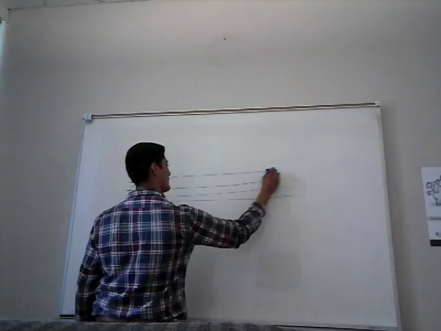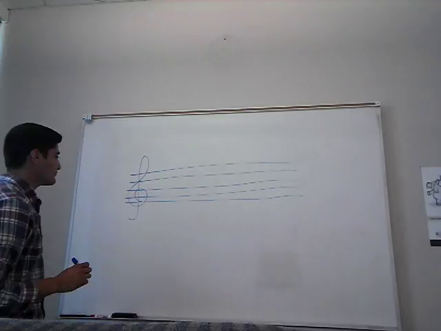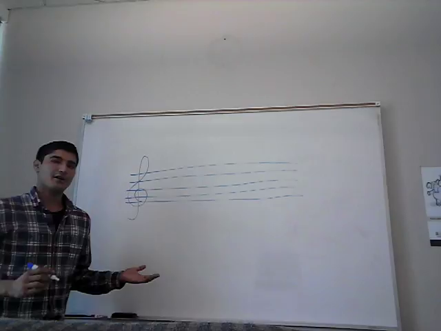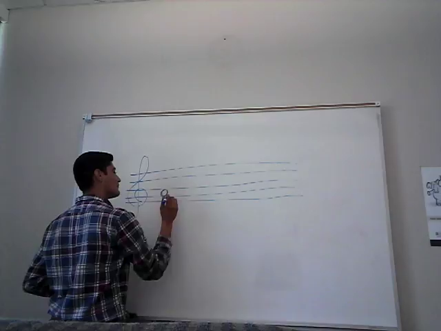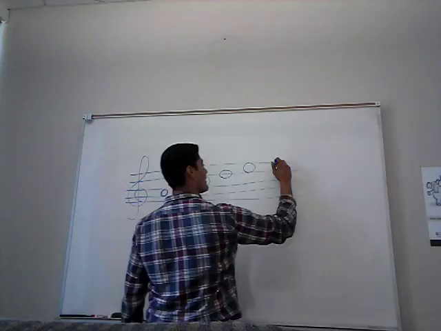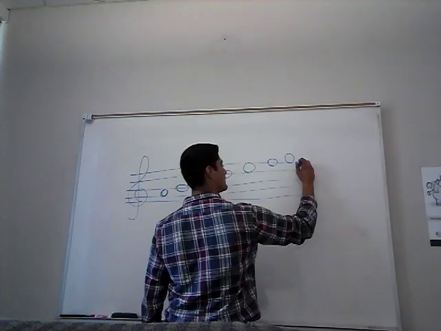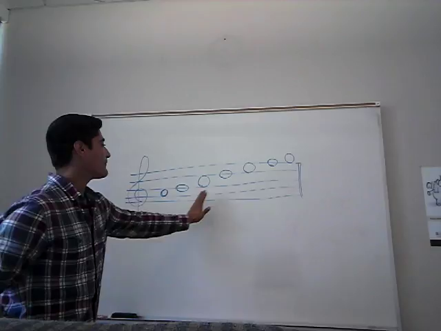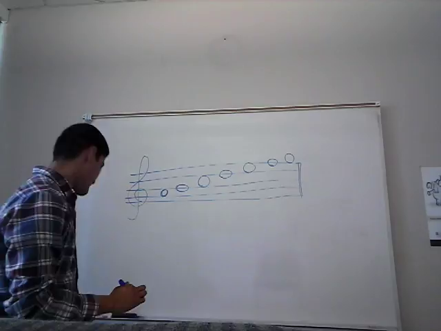Okay, so starting from the beginning of the alphabet, which is A, of course it is, A, B, C, D, E, F, and G. So this is our musical alphabet, A through G, and right, so I wanted to talk about the octave.